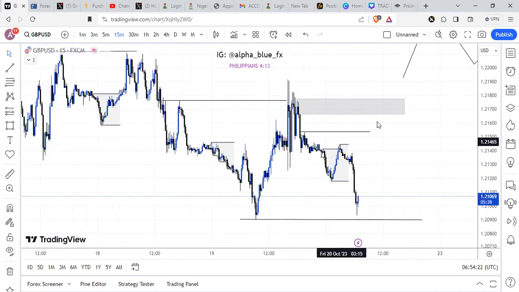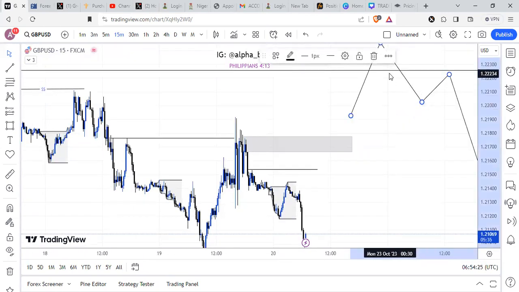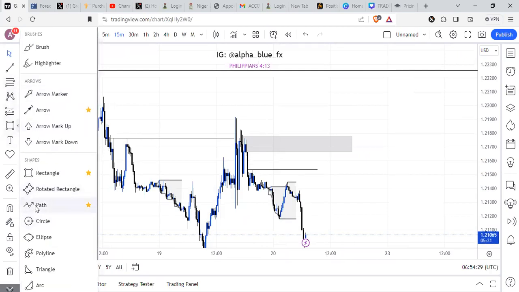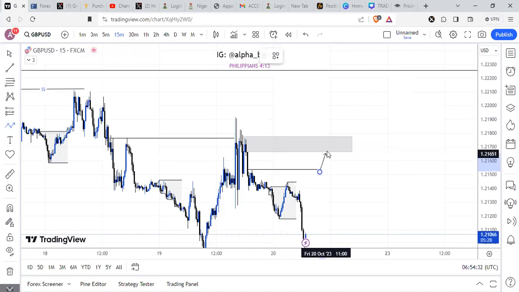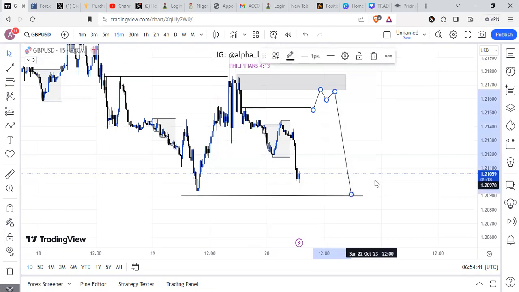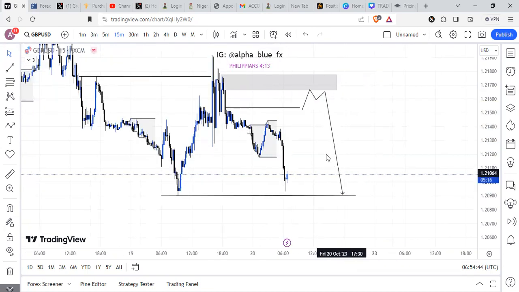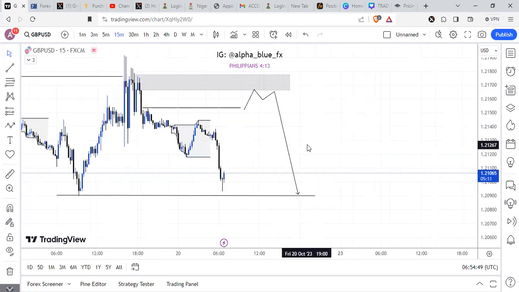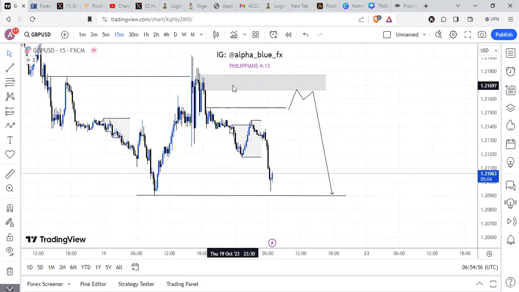So this is just my idea on GU. If GU comes all the way here, I'll look to sell it. What I want to see is GU push up, come here, do some shakara, then sell off. So this is the idea for GU, right? But I don't know if GU will come all the way up here. I'm not sure if it will do that. But let's just see how it goes. There's an imbalance here, so making this zone valid.